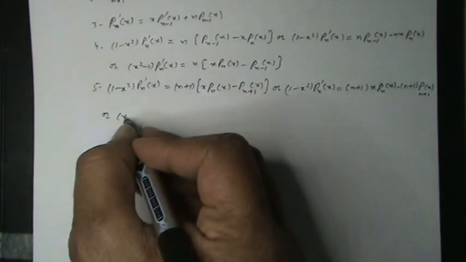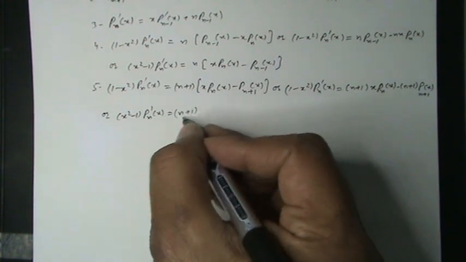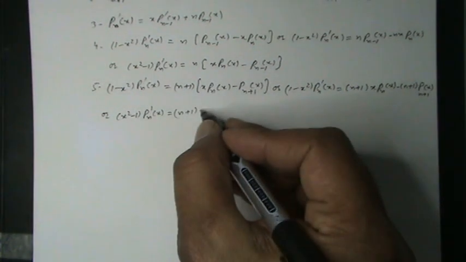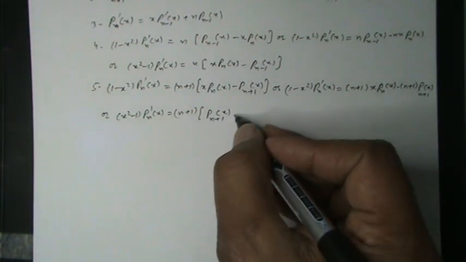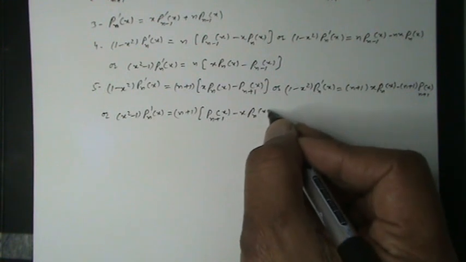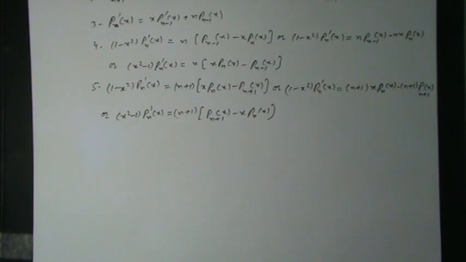Or (x square minus 1)Pn'(x) equal to (n+1) into [Pn+1(x) minus xPn(x)]. You can remember anyone. Three-term recurrence relations we shall study in the next video.